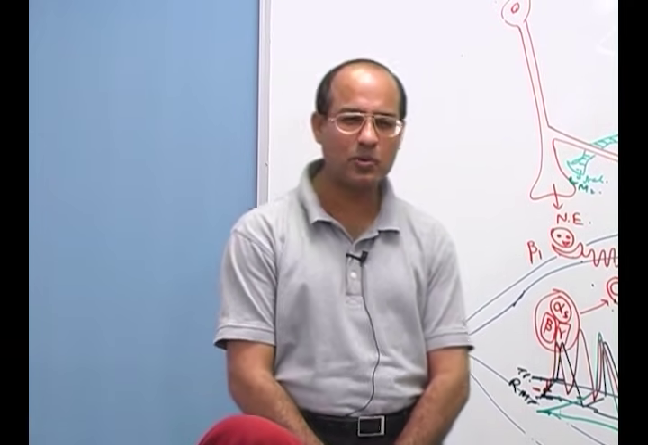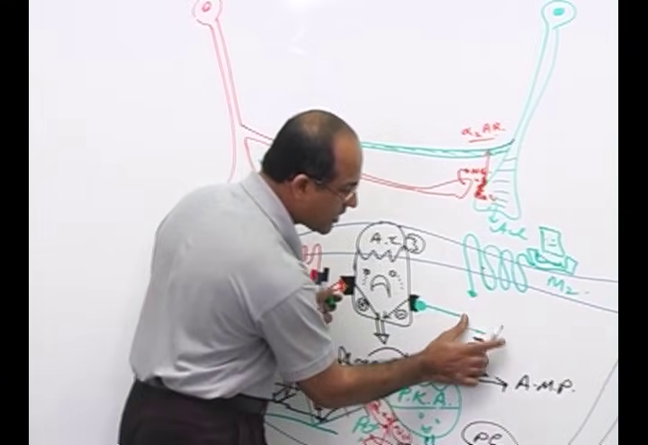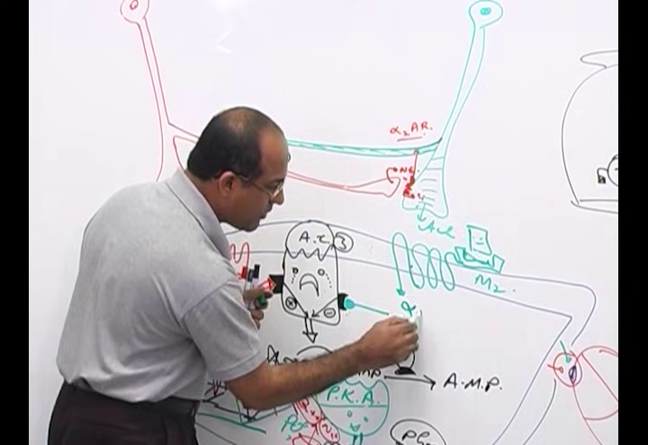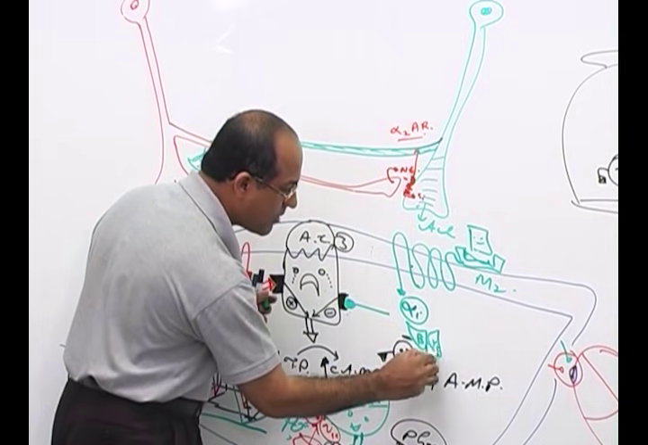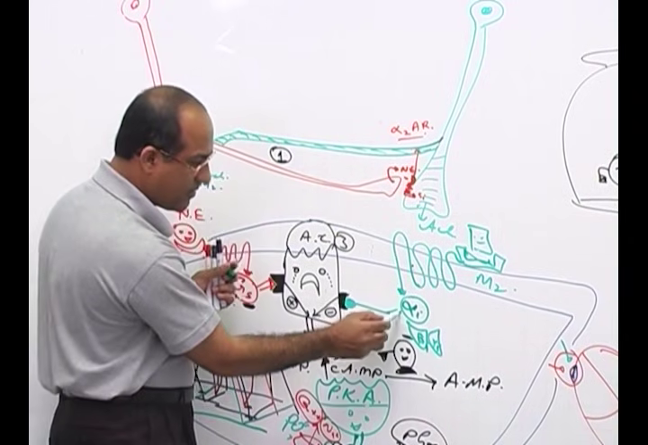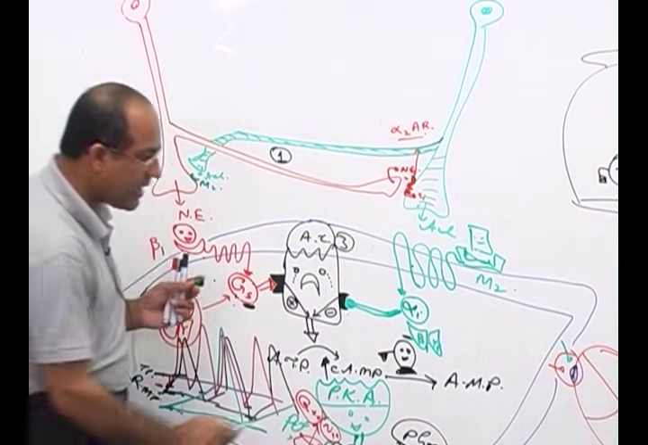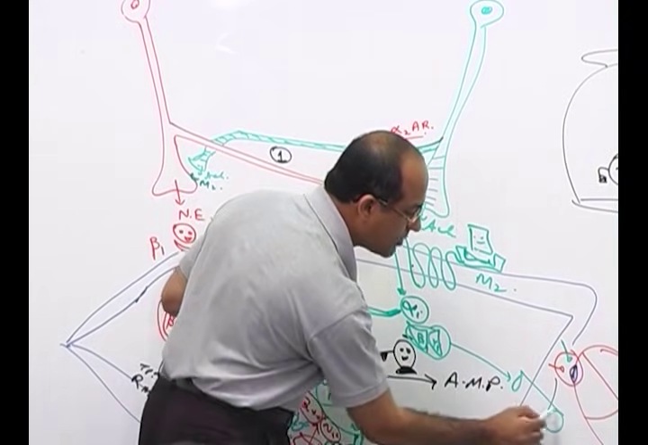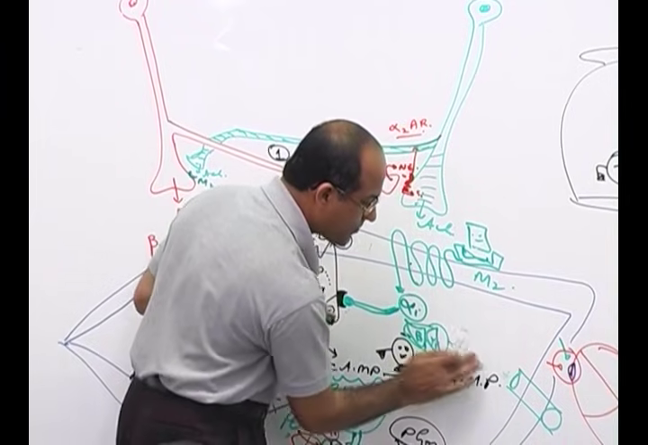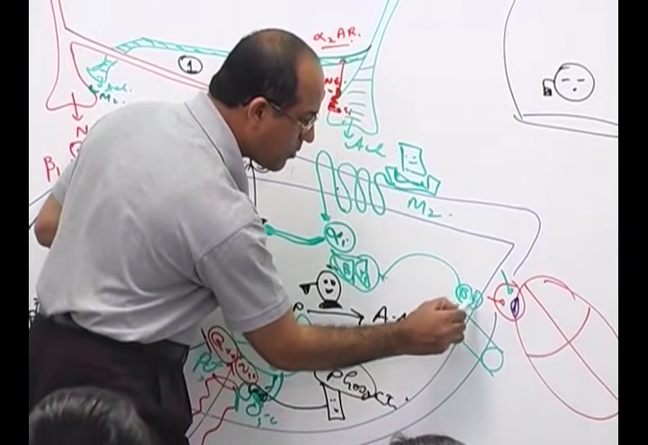If you really want to be too good, I want to tell you one thing. G inhibitory consists of 3 units: alpha inhibitory, beta inhibitory and gamma inhibitory. When this is stimulated, alpha inhibitory leads to inhibition of adenylyl cyclase, and the beta and gamma units, when stimulated, go and stimulate potassium channels.